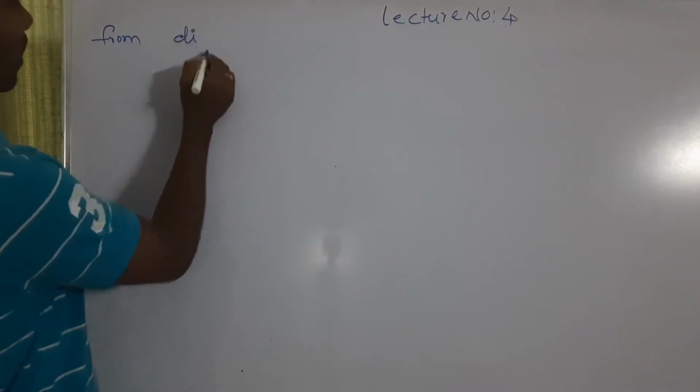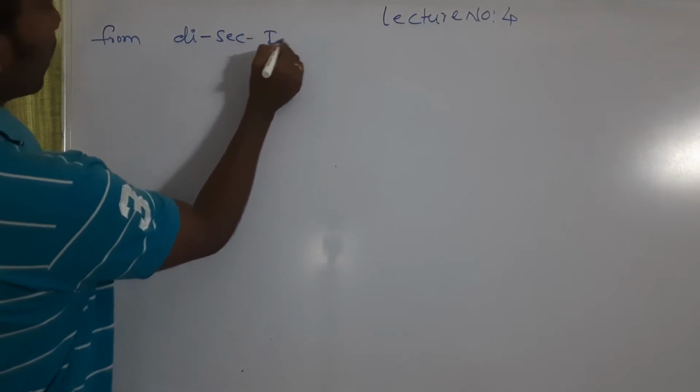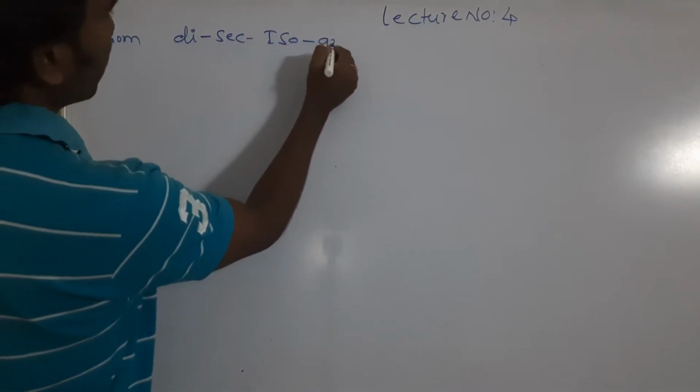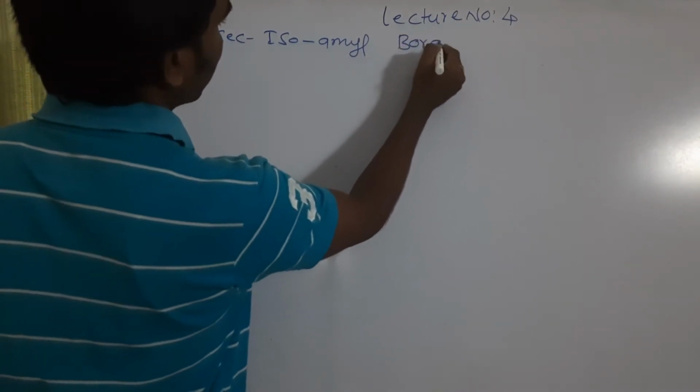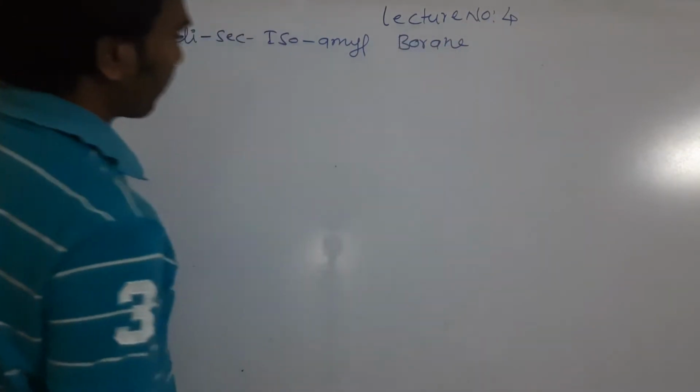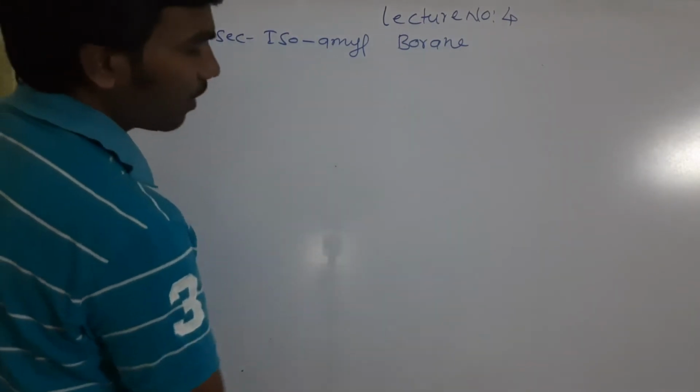Disecondary isoamyl borane. From disecondary isoamyl borane, preparation of carbonyl compound from disecondary isoamyl borane.